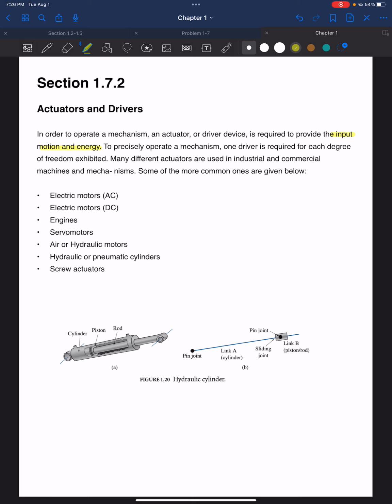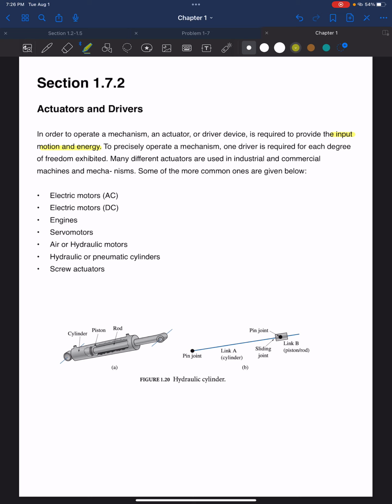So to precisely operate the mechanism, one driver is required for each degree of freedom exhibited. Like we saw in our 2 degree of freedom mechanism, we had two drivers. In our 1 degree of freedom mechanism, we'll have one, and so on and so forth.